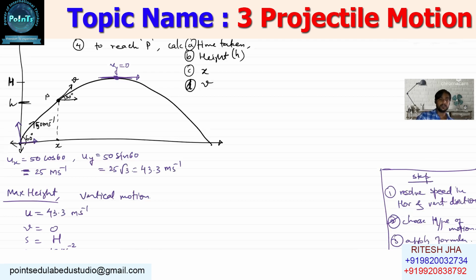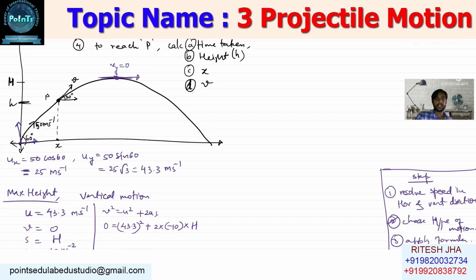Right. So you have u, v, a, s. Which formula is to be used? If you have u, v, a, s, then we need one without t. So we can use v squared is equal to u squared plus 2as. Perfect. So v square, that is 0 square, u square, that is 43.3 square, plus 2 into minus 10 into capital H. Do you agree?